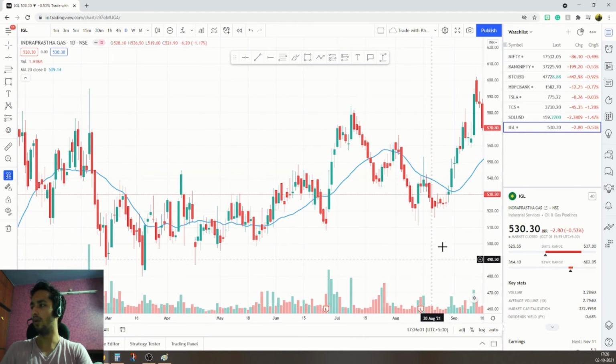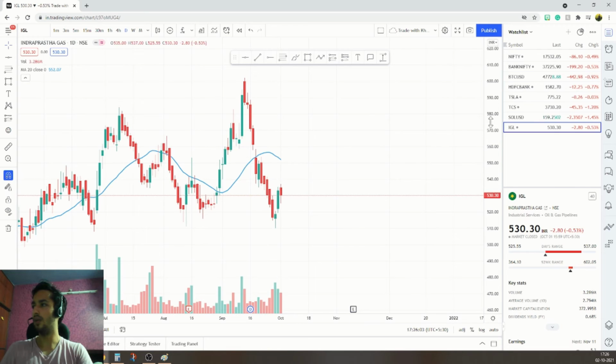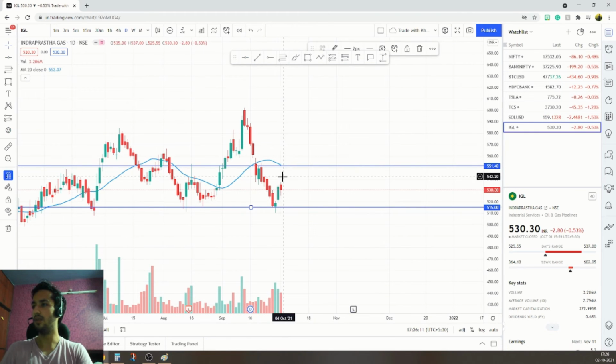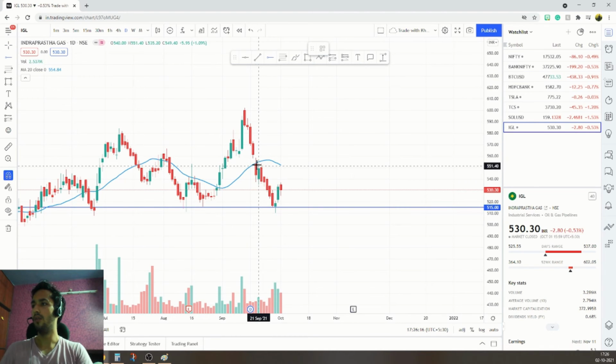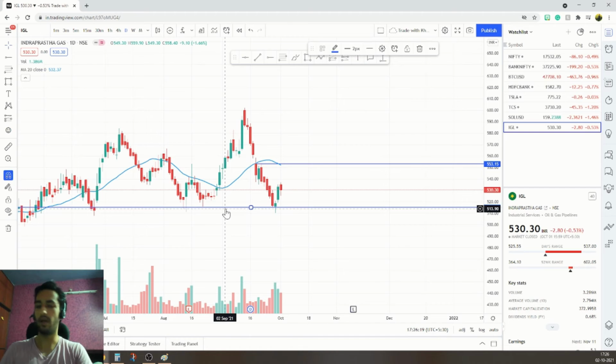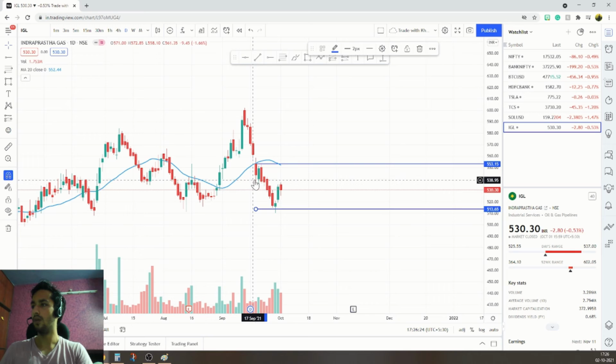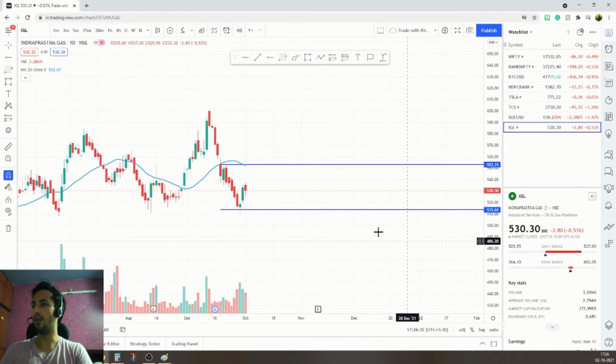Let me remove the drawing because we don't need it anymore currently. Let's see. So these are my levels. Currently IGL is ranging between this level. Let me just add a ray rather than using a line so that we are much more clear from where we are looking for a breakout, right? Currently we are looking from 20th of September and we are in this range. So this is our range. So let's see when we will be getting a probable breakout. So let me just check.